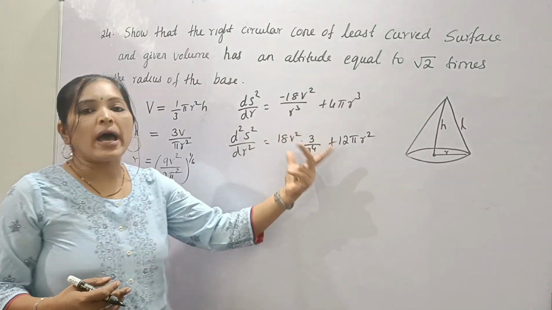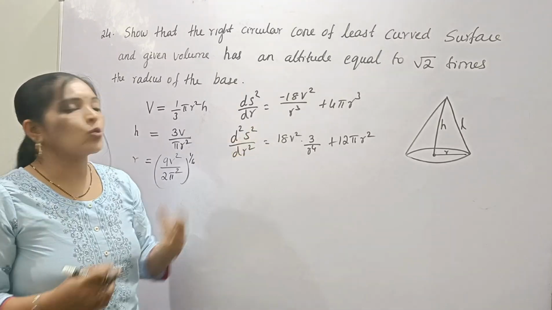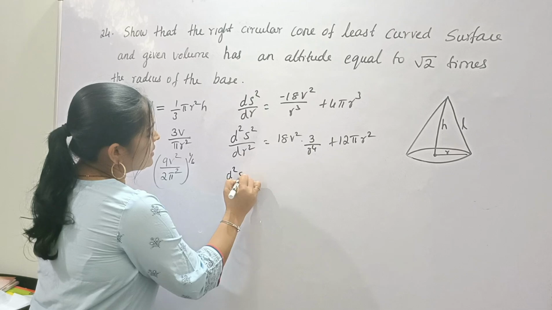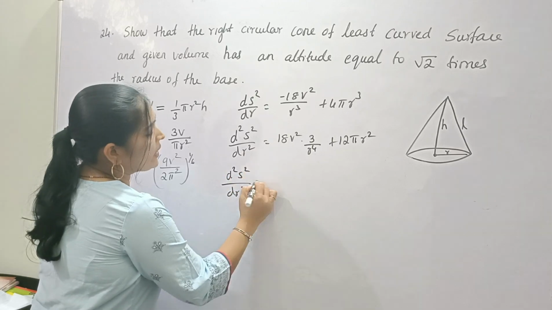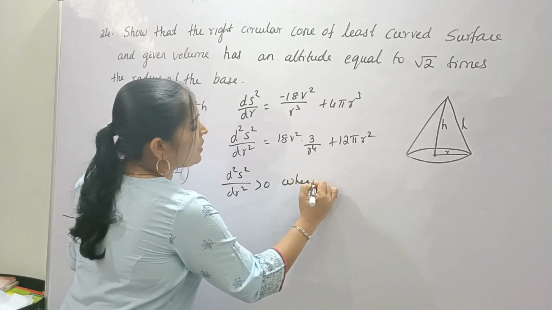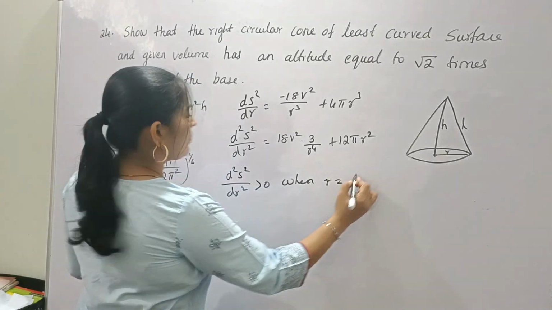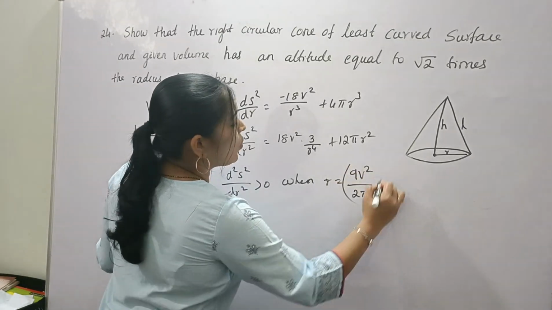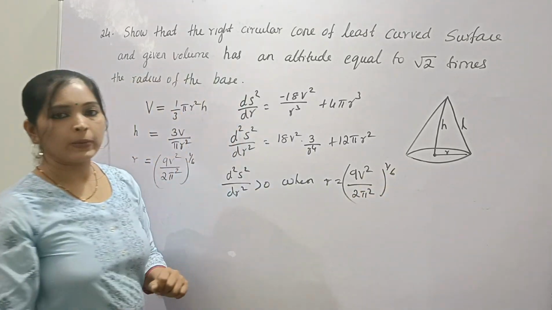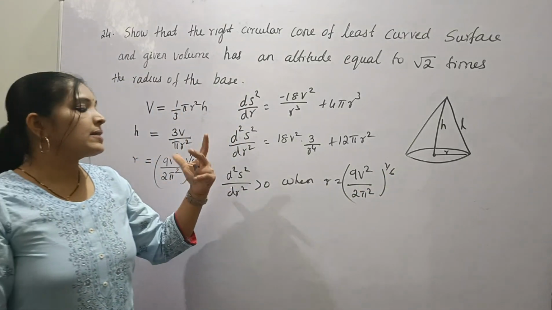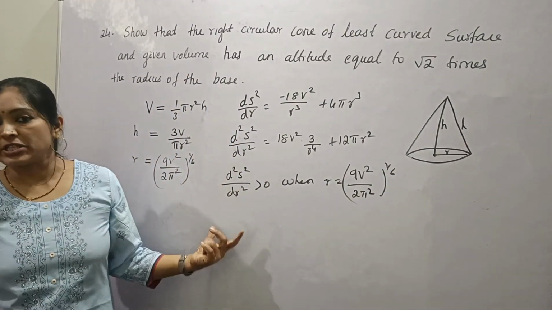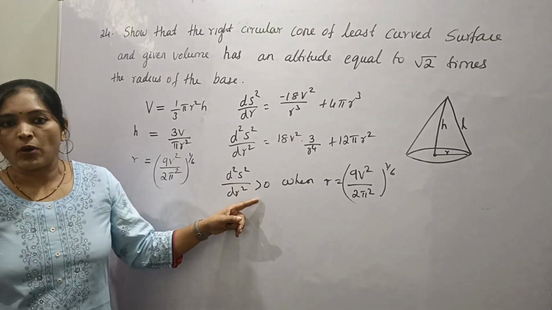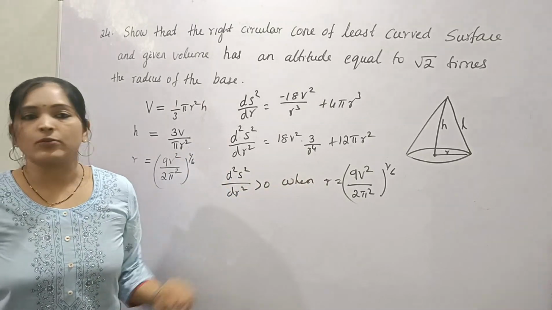So when we substitute r is equal to this value, this d square s square by dr square is greater than 0, that is we can write d square s square by dr square greater than 0 when r is equal to (9v square by 2 pi square) whole raised to 1 by 6. That means this surface area, that is the curved surface area of the cone, is greater than 0, means it is minimum when r is equal to this one.